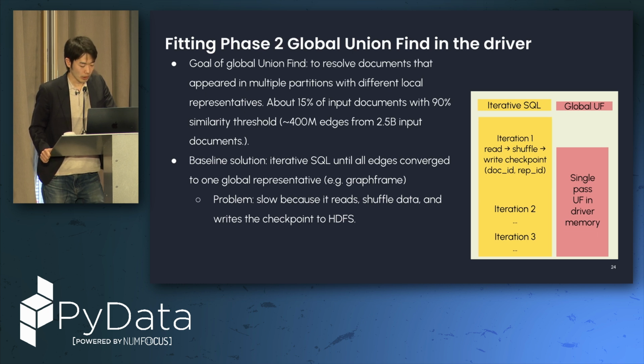For those who don't know, GraphFrame is a PySpark library that can help you create graph connectivity. So the baseline exists. The problem is the slowness, because it reads shuffle data and then writes a checkpoint to HDFS. Why checkpoint? Because it's iterative, as I mentioned earlier. The first iteration writes a checkpoint for the next iteration, over and over. So that's the bottleneck.